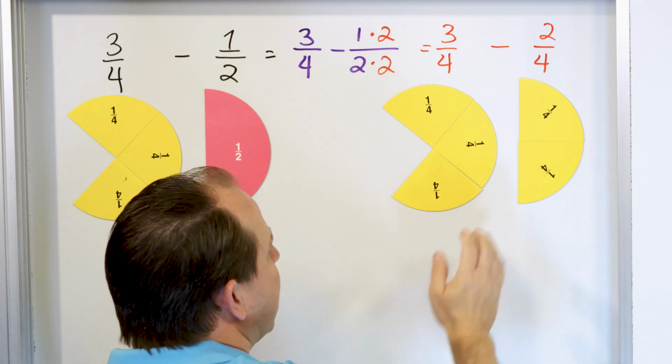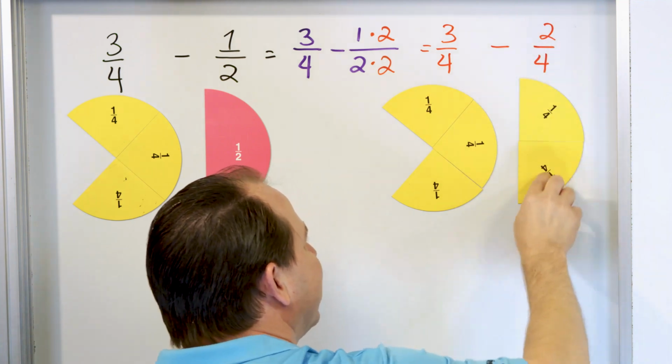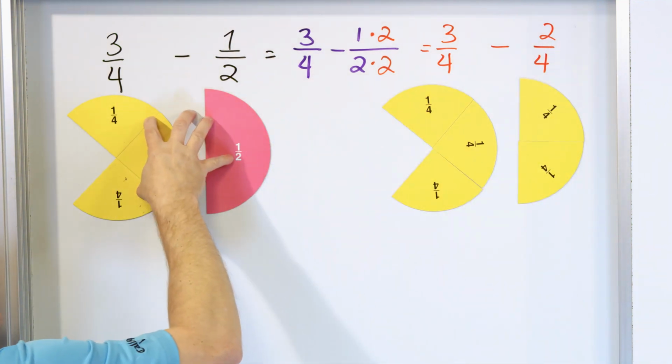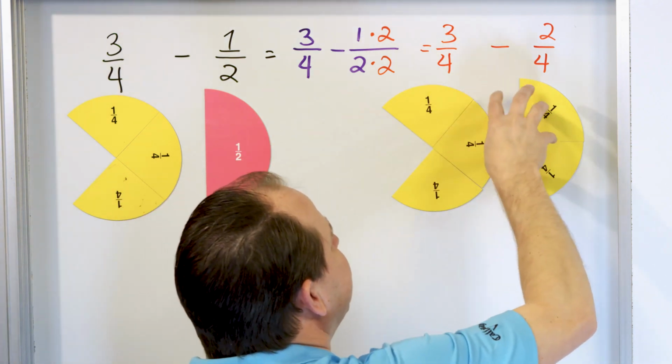Now make sure, first of all, you understand that all this is true, right? Because the 1/2 is exactly the same as 2/4. It's the same amount of stuff. So solving this problem, starting with this and taking away this, is the same thing as starting with this one and taking away this one.